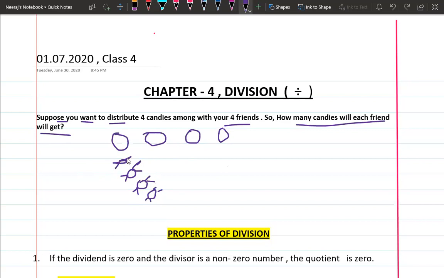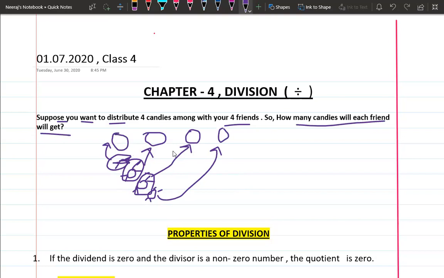So you will distribute like this. The first candy you will give to the first friend, and the second candy to the second friend. Then you will give the third candy to the third friend, and the fourth candy to the fourth friend. In this way every child is getting one candy. You have distributed so that each child gets one candy each.